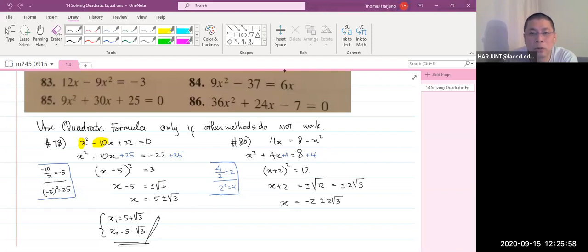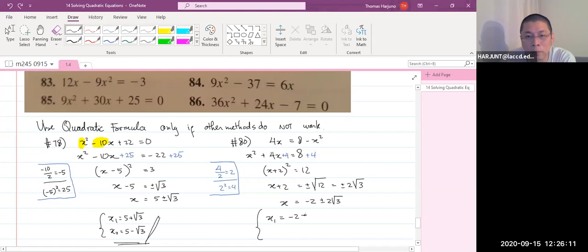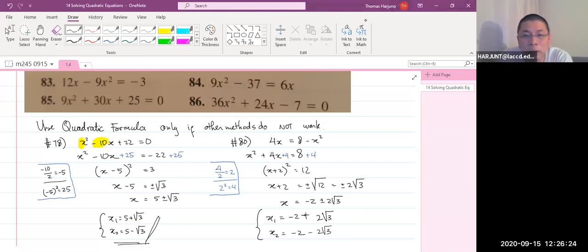Okay, so then I split it. x1 is negative 2 plus 2 square root of 3, and x2 equals negative 2 minus 2 square root of 3. Don't forget the 2 in front of the square root though.